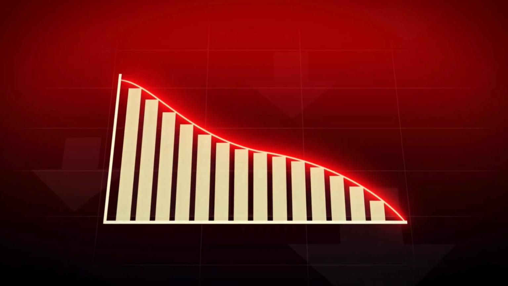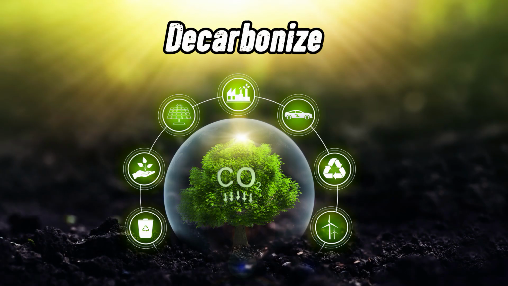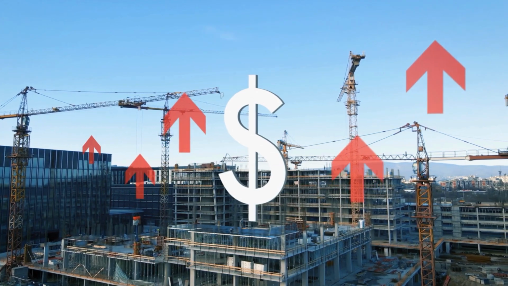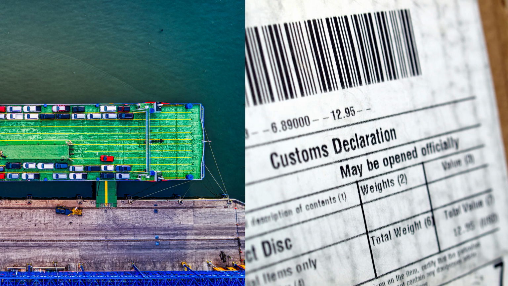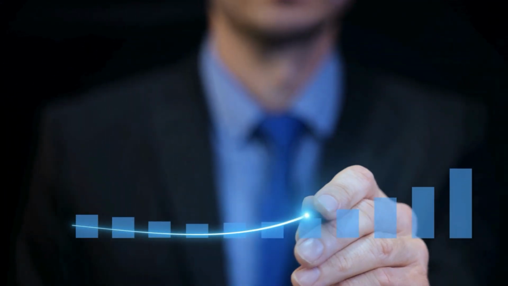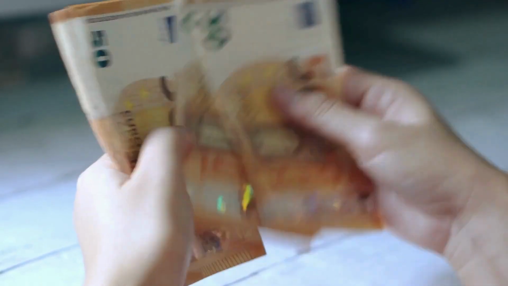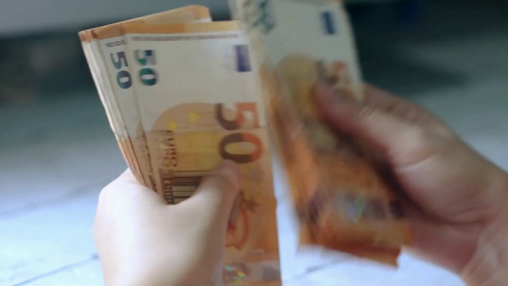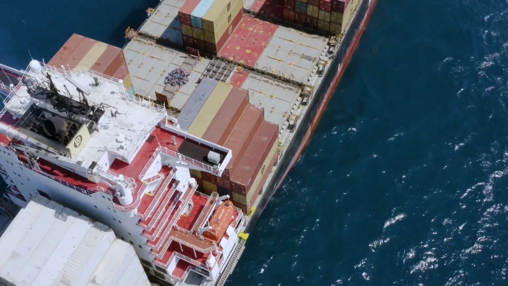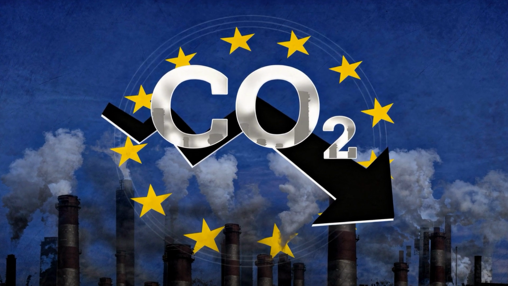Same carbon cost, different players absorbing it. CBAM doesn't hit everyone equally. Foreign producers see margins compressed unless they decarbonize or raise prices. European importers become compliance managers and cash flow buffers. European producers gain protection, but still face rising internal carbon prices. And consumers are affected indirectly through higher prices embedded in supply chains. CBAM doesn't eliminate costs. It decides where they land.